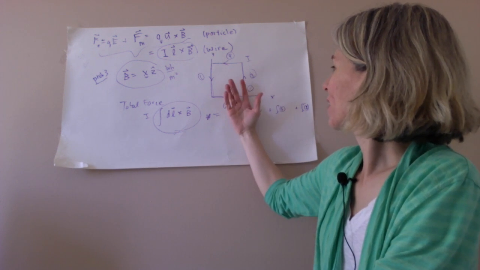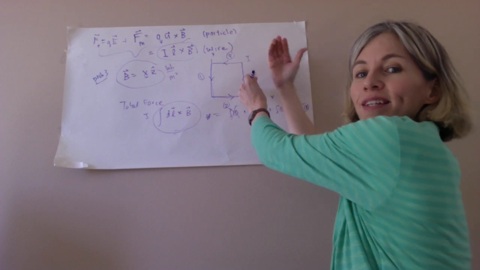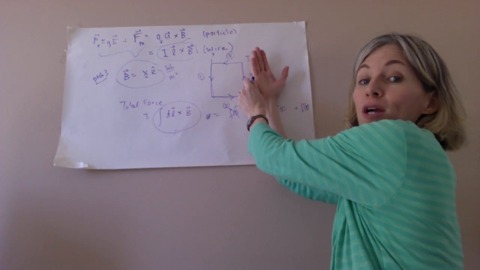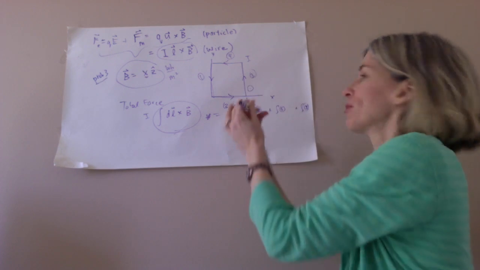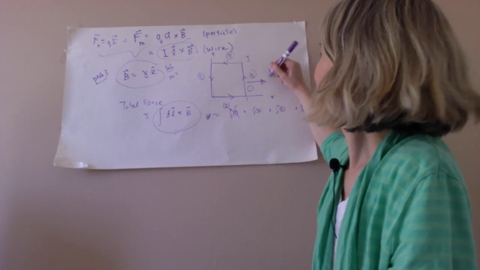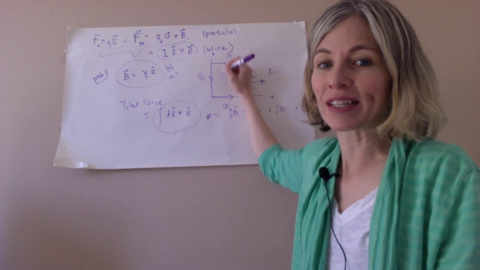We're going to have to curl. This is easier if I put B like this. Curl our fingers, dl cross B, and my thumb is going to point out this way. This wire 3 is getting a force out like that. These other two segments we're going to see, and you can look at the key, that they cancel out.